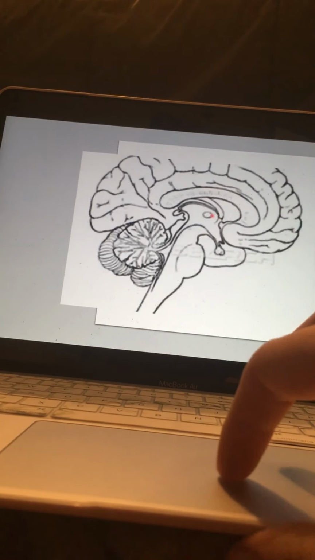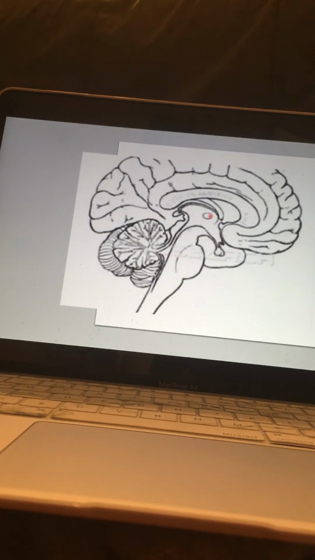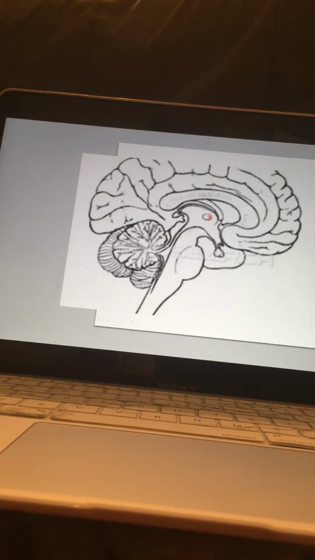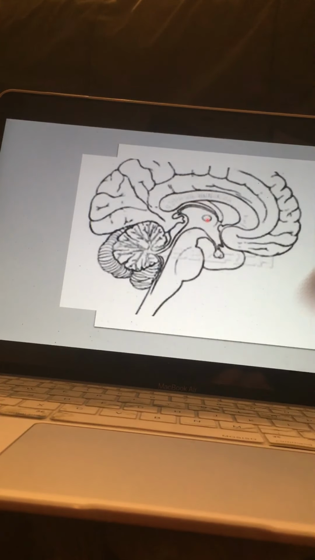This small dot located centrally is the thalamus. It is at the superior end of the brainstem beneath the cerebral hemisphere and has 24 nuclei. So it's connected to the brainstem here. It's just the top portion.